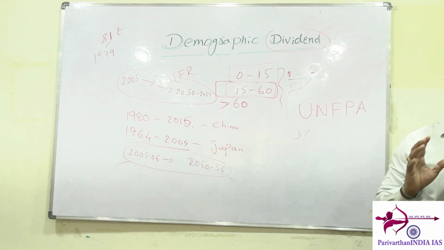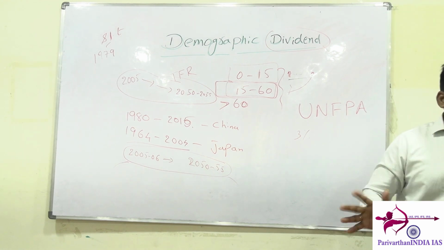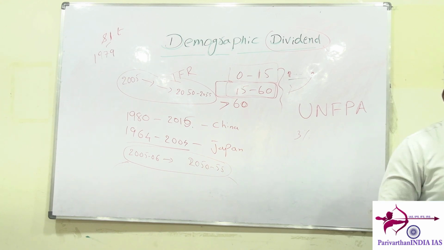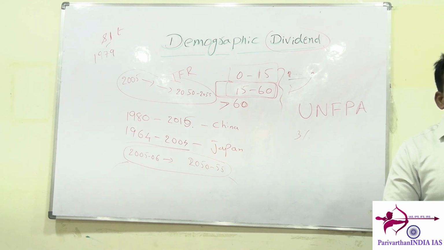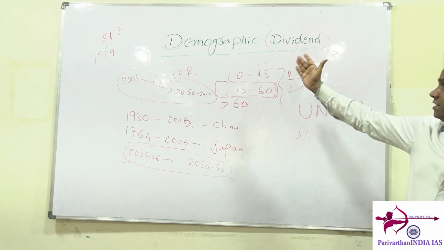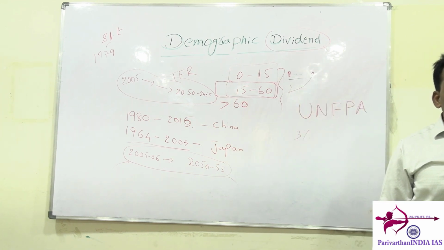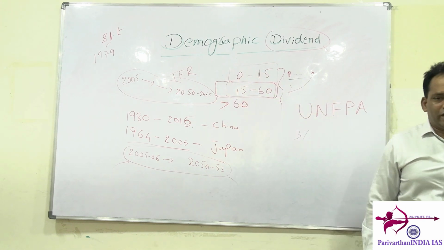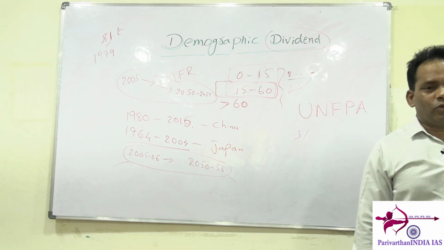It is a boon if you have utilized it. It would become a bane unless we utilize it. It is a boon if you successfully utilize this demographic dividend. It would become a bane if you could not utilize the demographic dividend present before India.